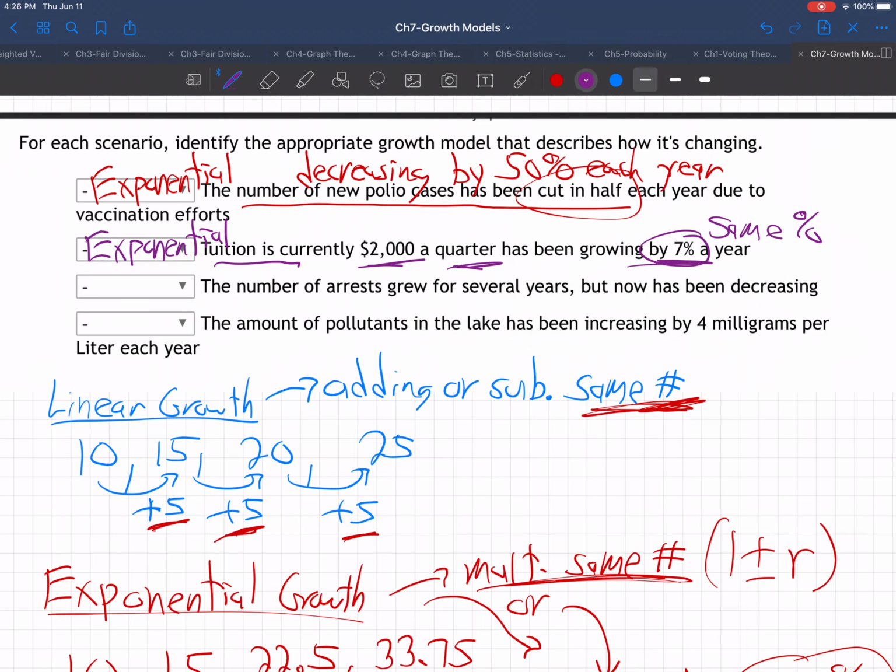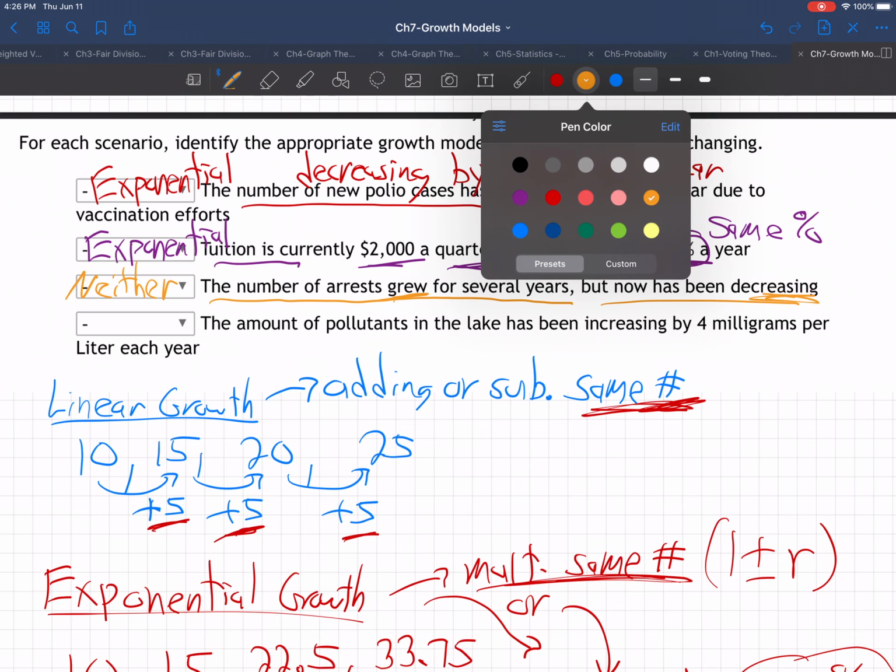Okay, let's try the next one. The number of arrests grew for several years, but now has been decreasing. That's just not clear. They grew by what? Decreasing by what? They're not being clear. This is neither. We don't know if it's exponential. We don't know if it's linear. We don't know what it is, because they're just not saying much.